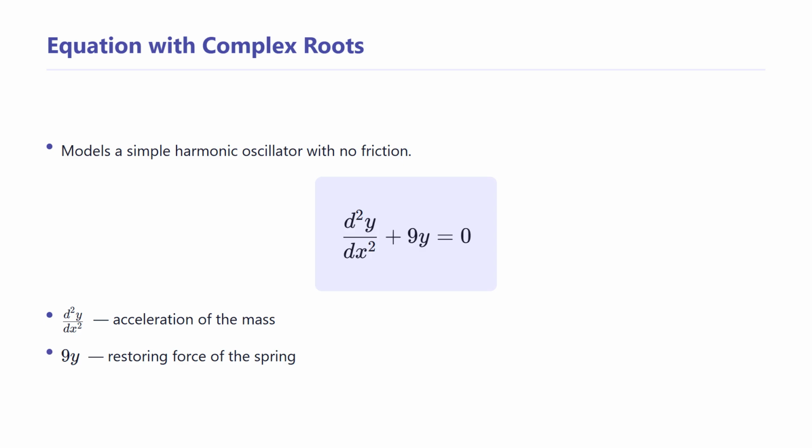We just saw what happens with real roots. But what if a system has a restoring force, but absolutely no damping or friction? This brings us to the simple harmonic oscillator equation. Here, the second derivative represents the acceleration of a mass, and the positive 9y represents the restoring force of a spring, pulling it back. Notice that there is no first derivative term in this equation, which physically means there is no friction to slow the system down. Let us see what happens to our characteristic equation in this specific scenario, and how it changes the math.